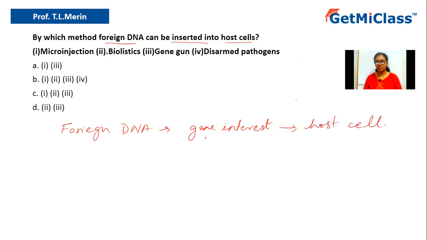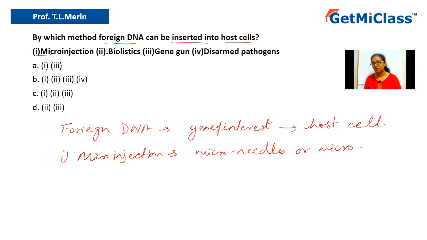Now, for the introduction of the gene of interest into the host cell, there are various methodologies. Let us see the first one they have mentioned: microinjection. So what is microinjection? It is a method of injecting the gene into the host cell. Here microneedles or micropipettes are used to introduce the foreign DNA into the host. So the first one is correct.